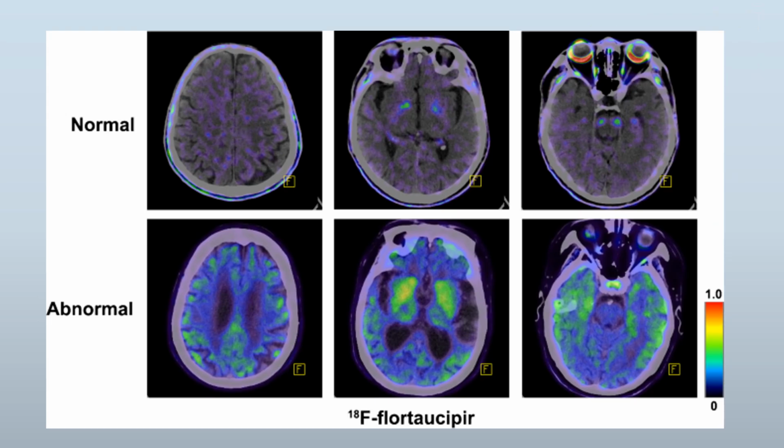This is an example of F18 flortaucipir. The top row there is a normal scan. Notice there's not a lot of tau proteins present in the brain, no areas of large accumulation of tau proteins. And then the bottom scan is abnormal. In that one, you do see, marked by the green scale that you see, a lot more uptake and localization of tau protein within the brain.